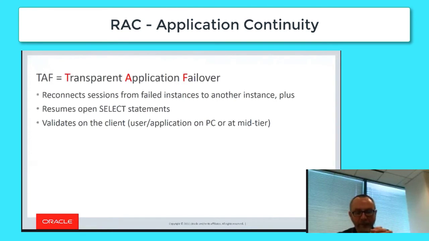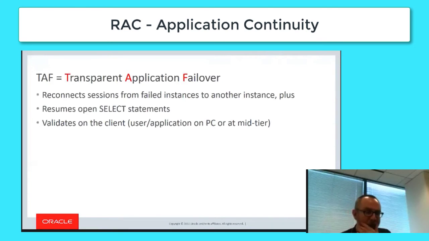Validates on the client, basically, or the mid-tier, whichever you want to call it, consider to be the application. But that's basically what it is. Basically what that means is we just check locally. If everything seems to be good, we're running again, we resubmit and away we go. It has no idea what it's reconnecting to beyond this connect string. Okay, this is an important point.